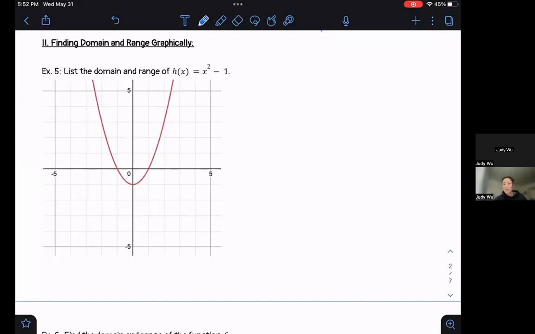All right, folks, welcome back to 1.2, part 2. And in this part, we're going to talk about finding domain and range from a graph. All right, we'll go through a bunch of examples where we're going to be looking at the pictures.